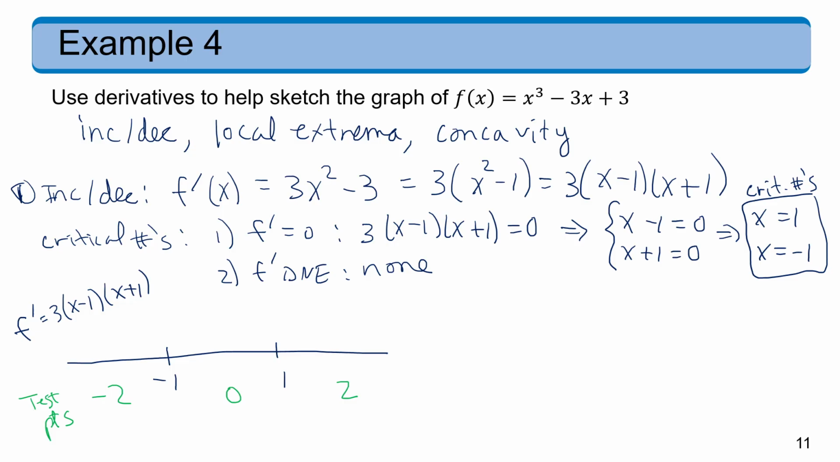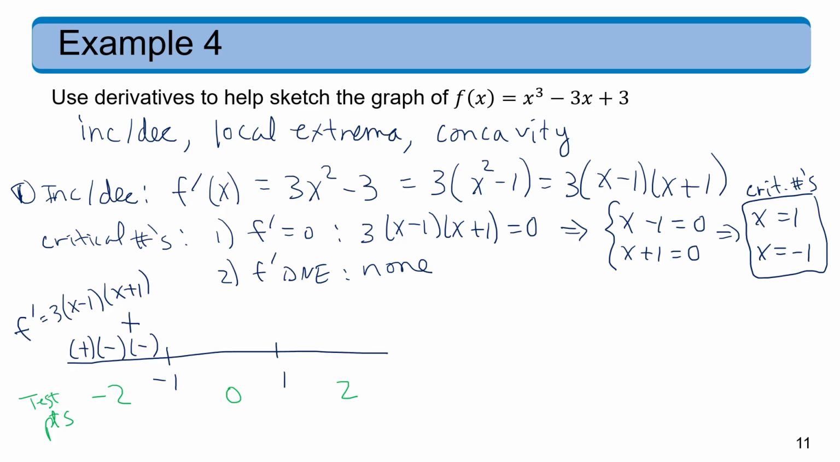Okay, so let's plug in -2. So the first factor, 3, right, that's positive. The second factor, -2 minus 1, will be negative. And the third factor, -2 plus 1, is negative. So that product will be a positive number.